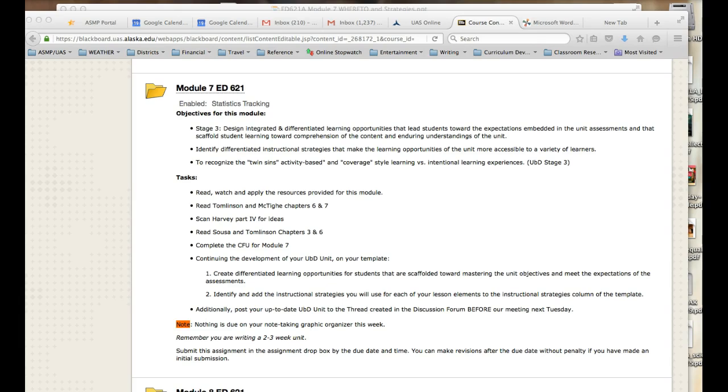Tasks. Read and watch and apply the resources provided for this module. Read Tomlinson and McTighe chapters 6 and 7. Scan Harvey part 4 for ideas. Read Sousa and Tomlinson chapters 3 through 6. Complete the Checking for Understanding for Module 7.